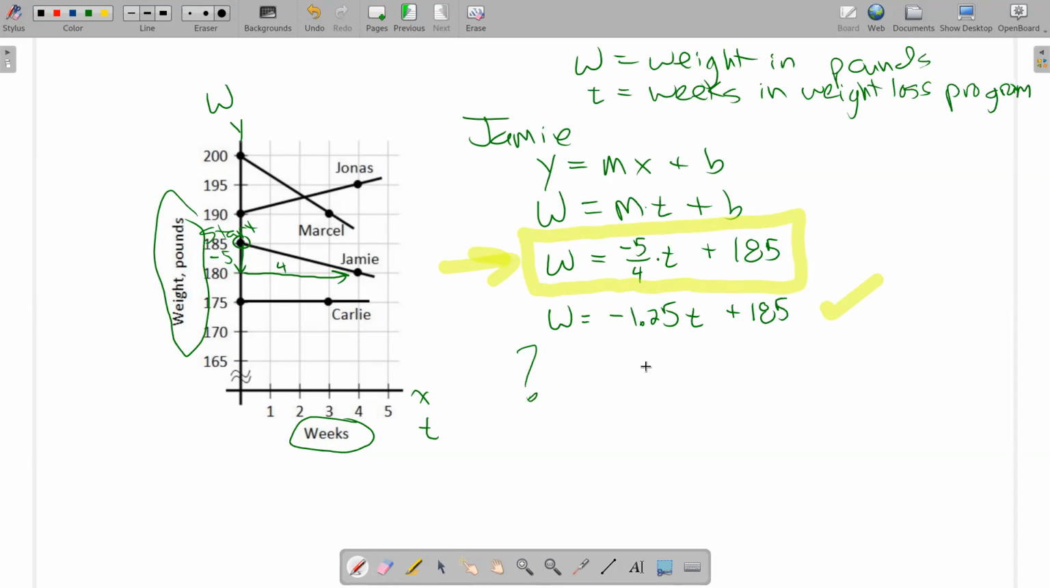And then I'm asked a couple of questions. What is Jamie's weight if she continues this progress? What's it going to be 5 weeks later? So t equals 5. And that's pretty easy. I can just plug into my equation. And usually when I plug in, I'll put parentheses around it to be safe and then figure out what to do. Let's see, 5 over 1, multiplying fractions, you just go numerators, denominators. Negative 5 times 5 is negative 25. 4 times 1 is 4.